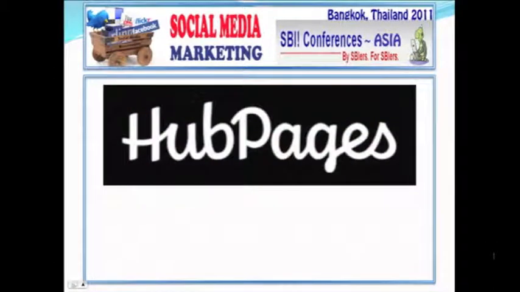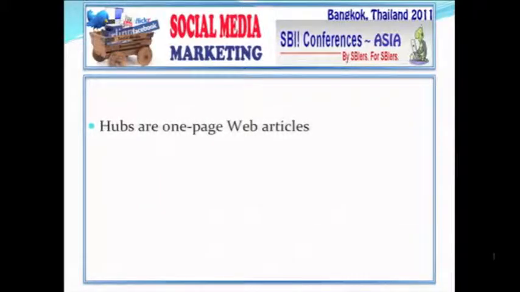Hub pages. A hub page is basically a one-page article that you write. A hub is a bunch of pages, or hub pages, right? One-page web articles that you write, and you're able to put in pictures and video and text, and you can add RSS feeds. So they have a lot of different things that you can add to the website. And they have a lot of traffic to hub pages because they have so many different contributors. So they rank very well in Google.